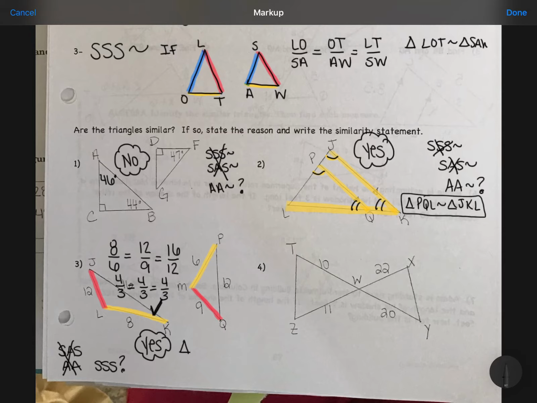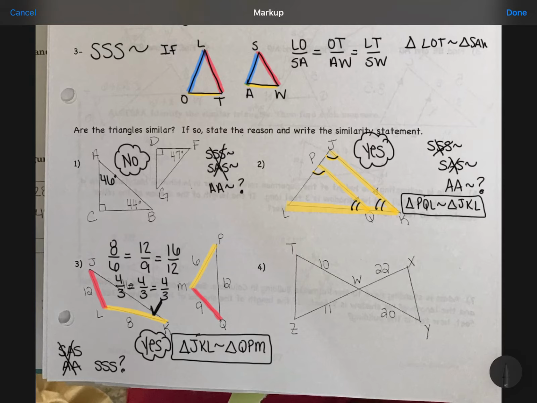I can now state my triangle similarity statement. I can say JKL. I don't care how you start off that first triangle, but make sure your second one lines up. So J corresponds with Q, and then P, and then M. Sometimes when they don't give you angles, it's kind of difficult to find. Just look at your side lengths and line up your sides.